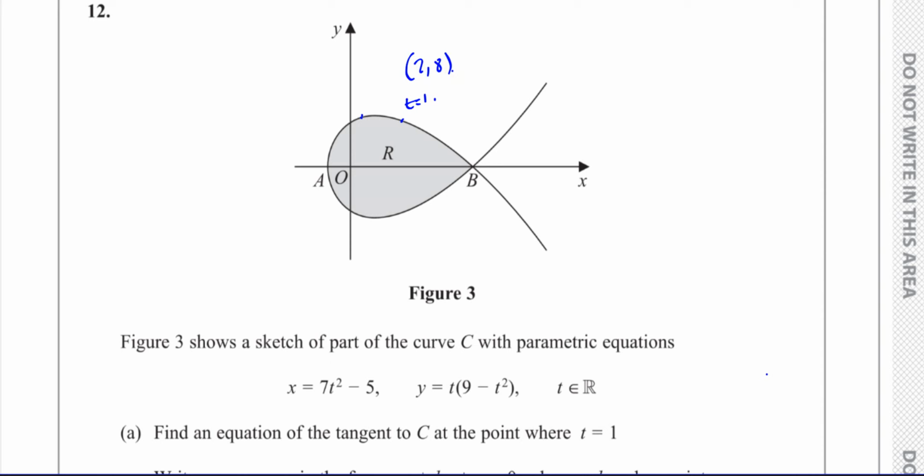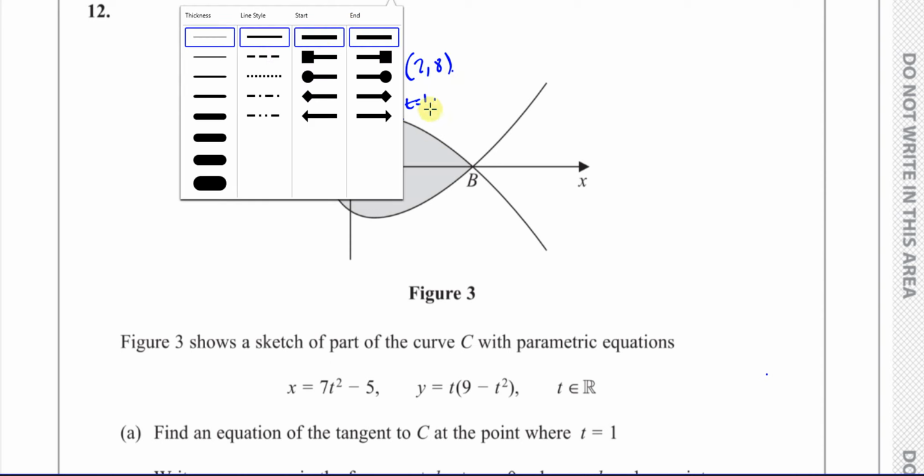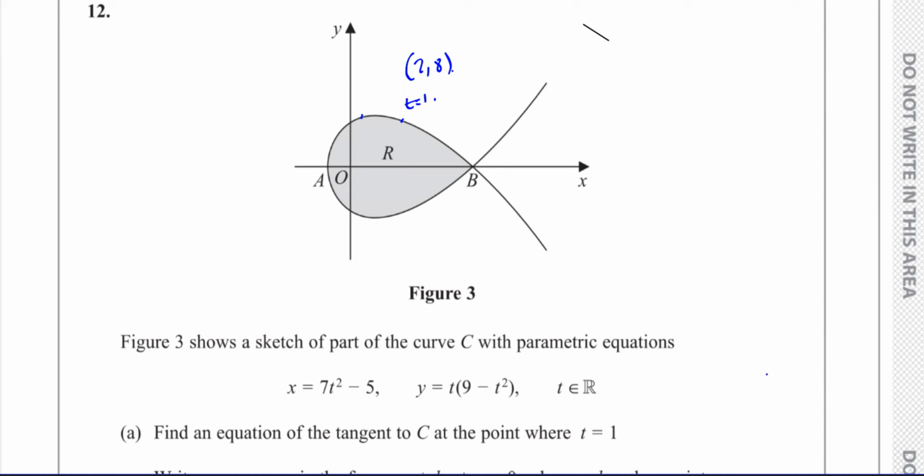I'm going to draw now a tangent. I'm not sure if it was on that side or that side, but I'll just draw it anyhow. So the tangent would be a straight line which just touches the curve at that point without passing through it. We don't need to do all of this drawing, I'm just illustrating it to you. So we're finding the equation of this line here, which is the tangent to the curve at this point where t equals 1, where the coordinates are (2, 8).